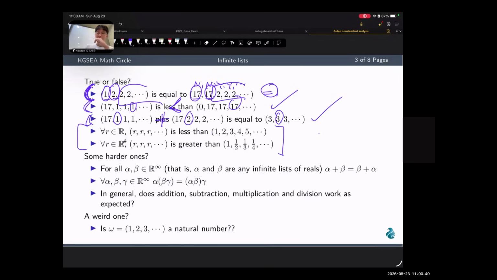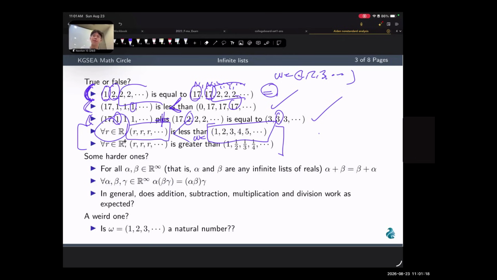Okay. The next 2 are, I think, some of the most important results in this slide. And this might take a while. So first one, for all real numbers R, we're going to build an infinite list where every slot is equal to R. So R, comma, R, comma, R, and so on. Is this number for all R less than 1, 2, 3, 4, 5, a progression that goes on and on and on? This number is so important. I'm going to call this omega. Omega equals 1, 2, 3, and so on. What do we think about this question? For all real numbers, is this less than this omega?